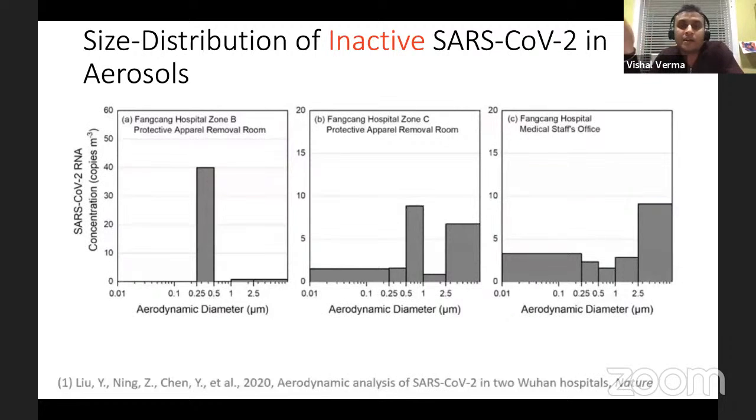They basically collect the particles. They used the impactors which were developed by my PhD advisor, Kostas Sioutas. They used the Sioutas impactor to collect these particles of different sizes. Now, the virus doesn't remain alive in that methodology, but they just measured the RNA, and they found a significant presence of this virus in particle sizes less than 1 micron. You can see even at 0.1 micron, in 3 different hospital zones. Okay, this was inactive virus.